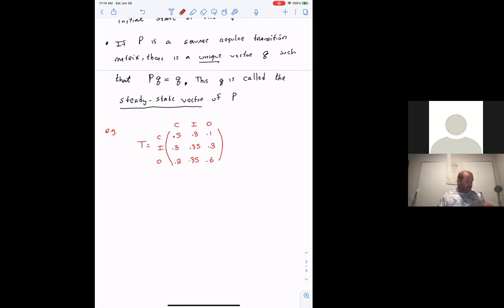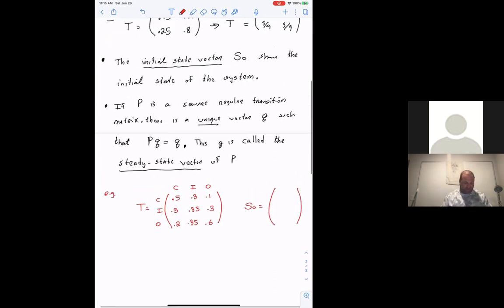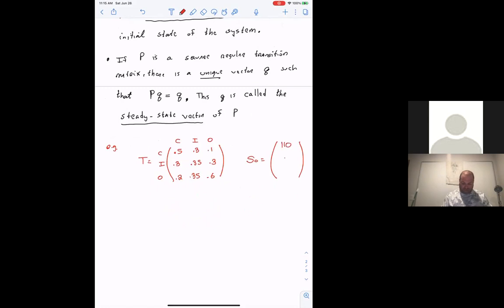Now, according to the theory in this section, if I raise T to a high enough power, all the columns will stabilize to the same one, and there is a steady state vector. There's a system where I have this many in central, this many in inner, this many in outer, and every period after that is just going to remain the same. In this particular example, they're giving me an initial state vector of 110, 80, 50.